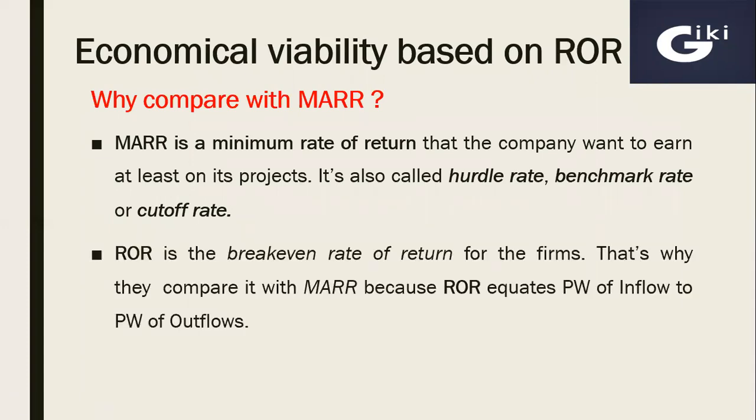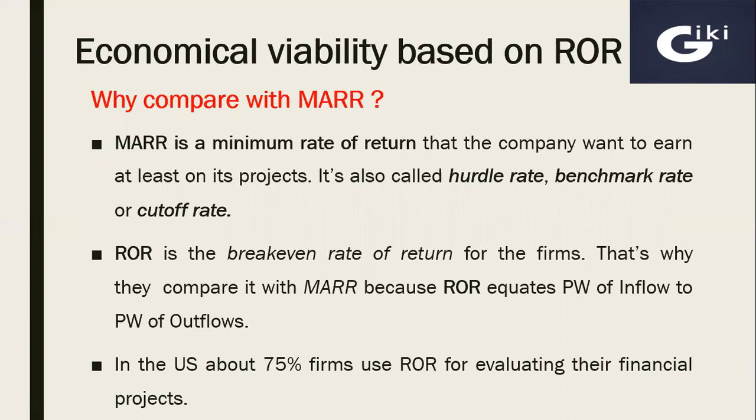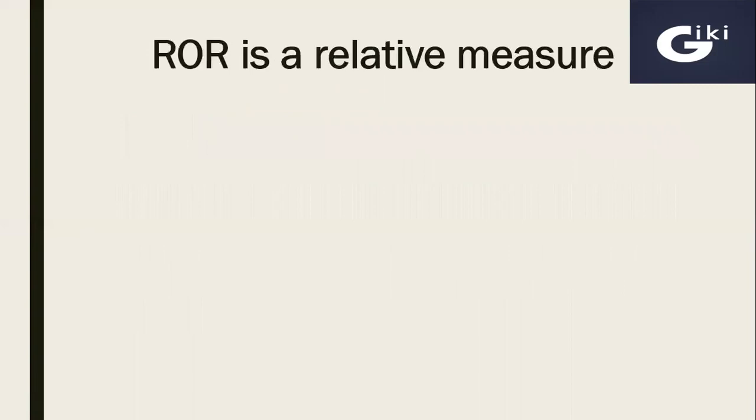Once we have ROR, which is the difference between the sum of present worth of inflows and the sum of present worth of outflows, or the rate of return at which net present worth becomes zero, and we have MARR, we need to compare them with each other to make a final decision.